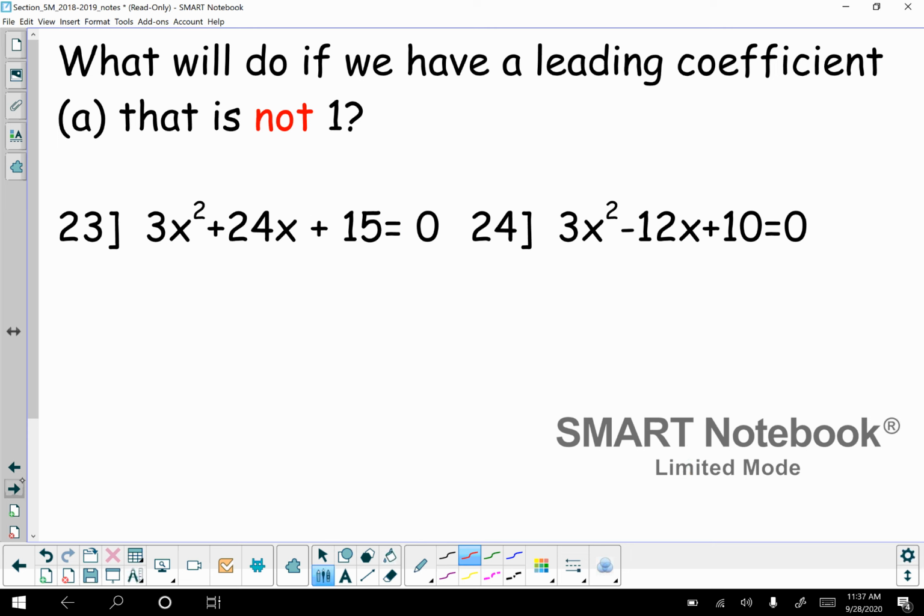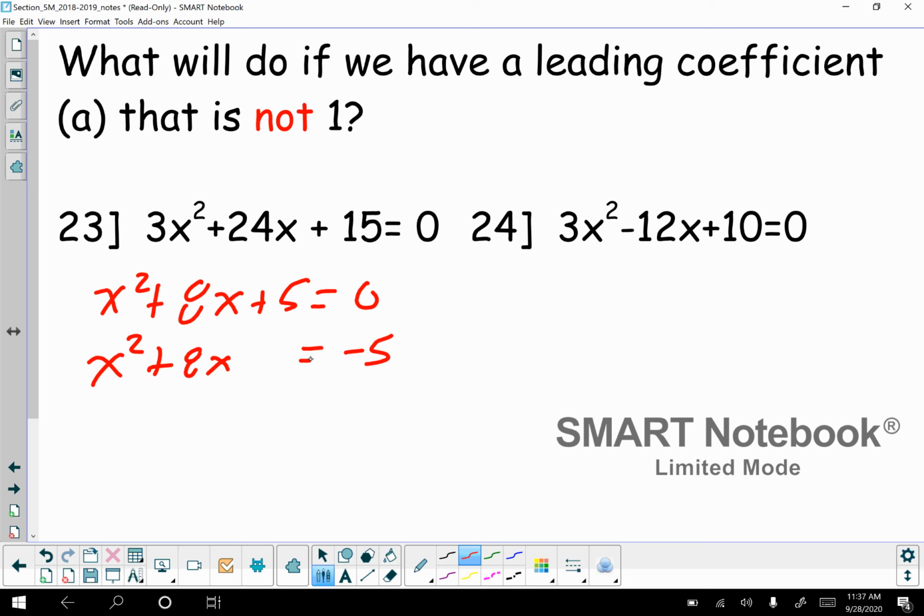Okay, now we have to figure out what to do if we have a leading coefficient that's not one. So on this first one, it's kind of easy. I'm going to divide everything by three, and three goes into everything evenly, which is nice. I'm going to leave a space, move the five over. So half of eight is four. Make sure the sign's the same. Four squared is 16. Add 16, add 16. So I'm going to get nine.